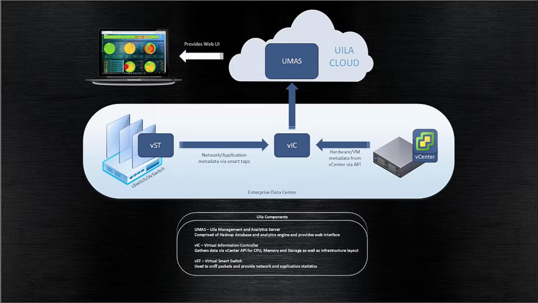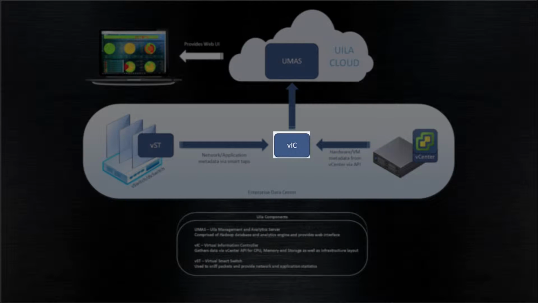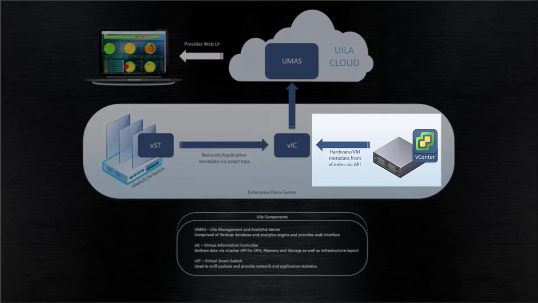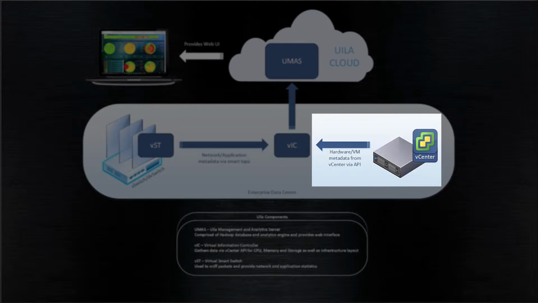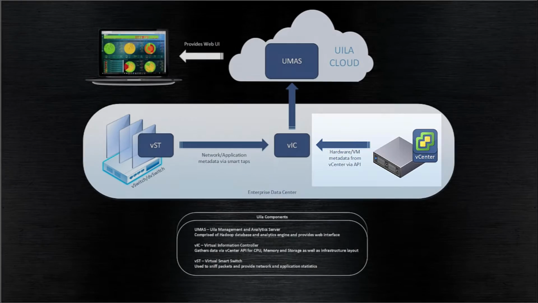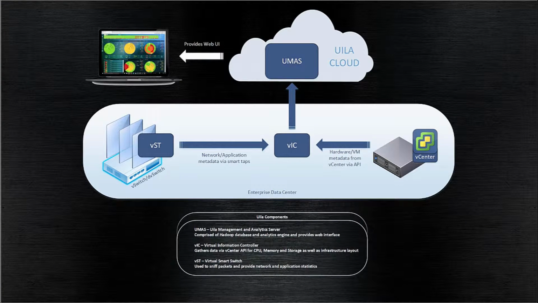First things first, however, let's look at the various components that make up the Uila solution. First thing I want you to notice is what we call the Virtual Information Controller, or VIC. The VIC is used to communicate with vCenter via APIs to gather data regarding your virtual infrastructure and virtual machines. This will provide us with statistics for CPU, memory, and storage, along with the topology of your infrastructure.